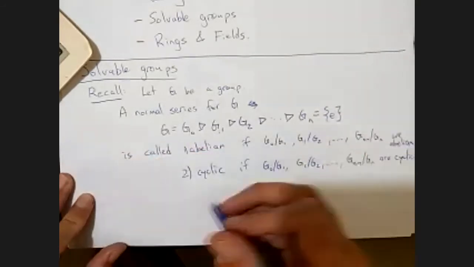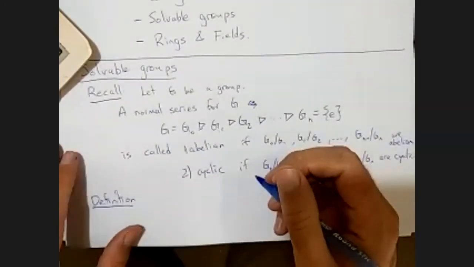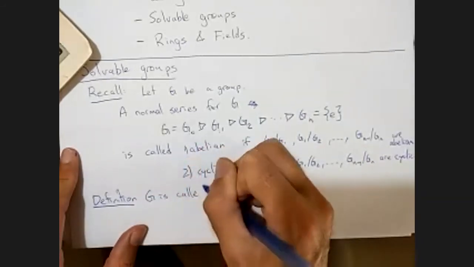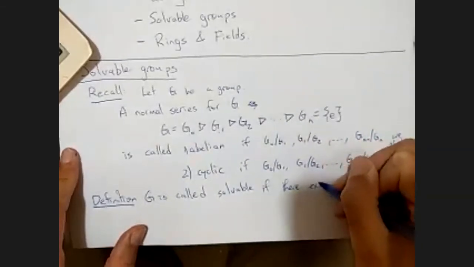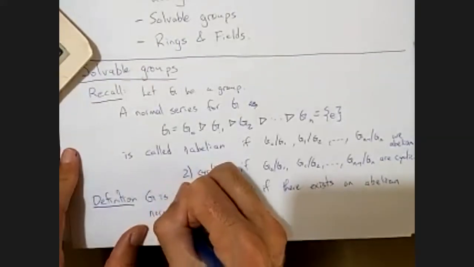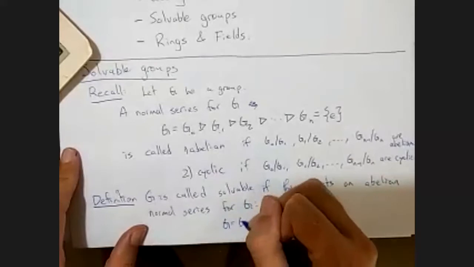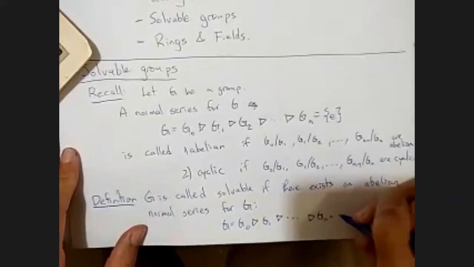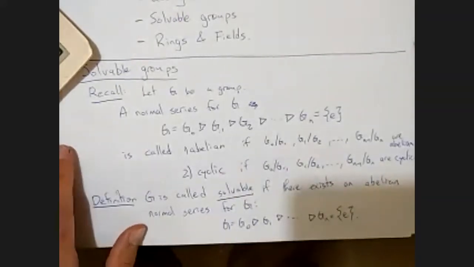Then we have the definition of solvable. G is called solvable if there exists an abelian normal series for G for some n. Good. That's what it means to be solvable.